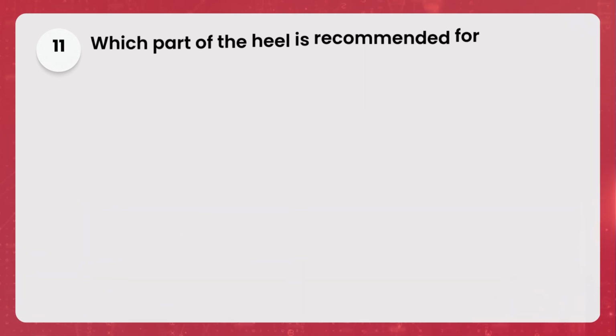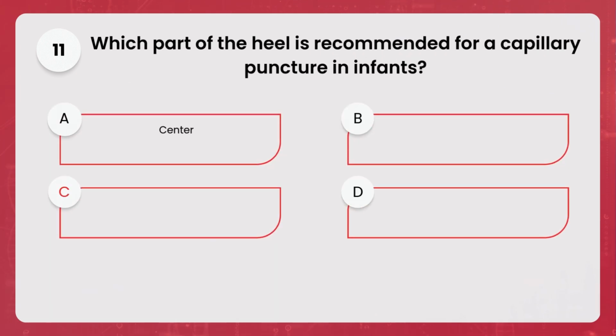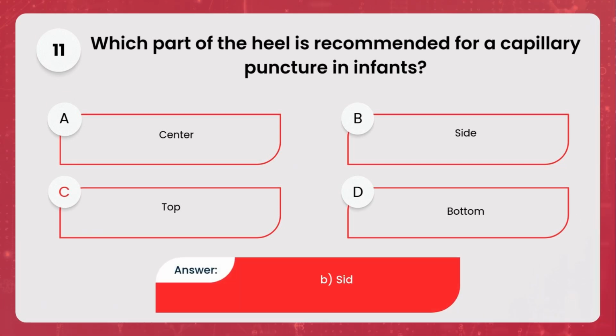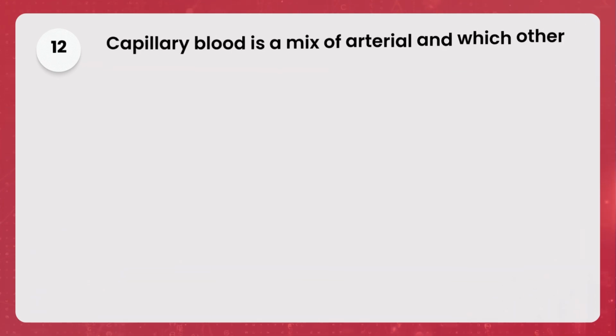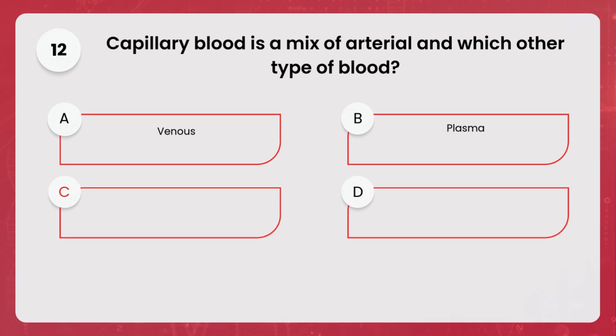Number 11. Which part of the heel is recommended for a capillary puncture in adults? A. Center, B. Side, C. Top, or D. Bottom? The answer is B. Side.